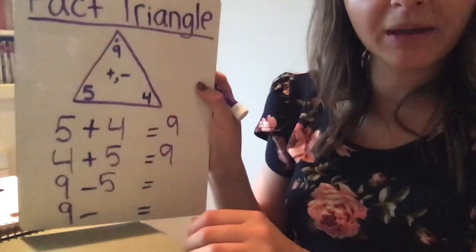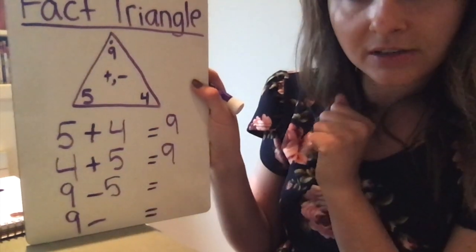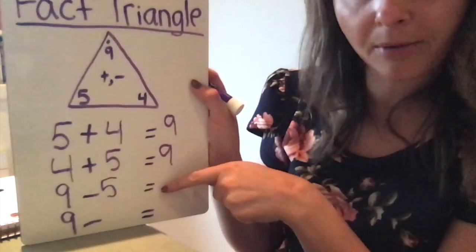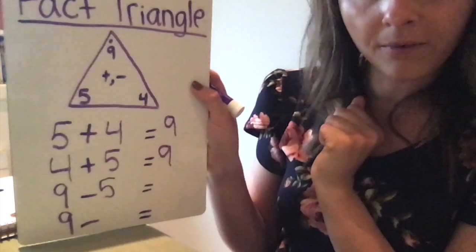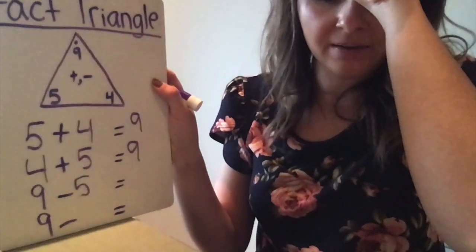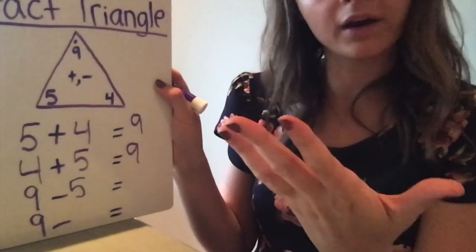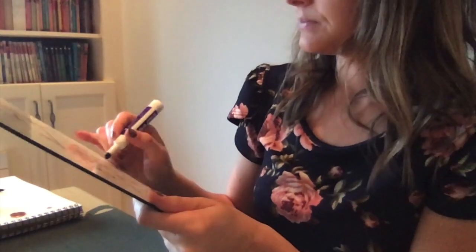Now I can look at my fact triangle and see that the only number I haven't used yet in this number model is 4. But I'm also going to check my math. So I'm going to start at 9, 8, 7, 6, 5, 4. Oh, that works.